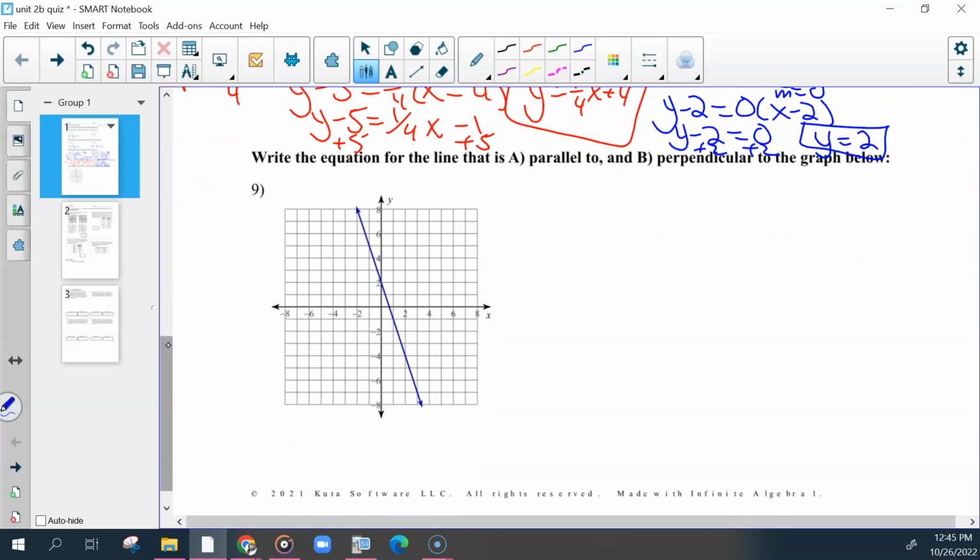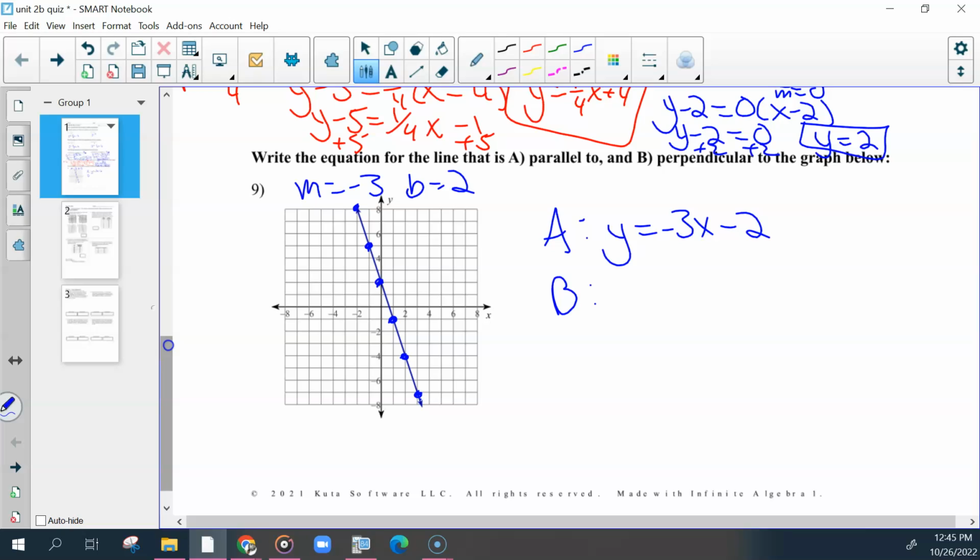For 9, you had to find the original slope and y-intercept, or at least the slope. Because the y-intercept is pretty visible. And then after that, you have to find an equation that is parallel to the original and one that is perpendicular. So for parallel, it has to be the same slope, but the y-intercept has to be different. So it can be the negative version, it can be some other number. It just cannot be positive 2.